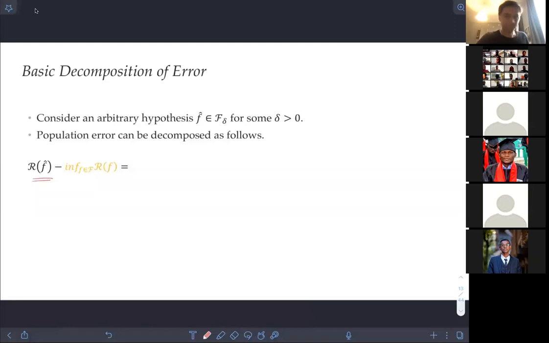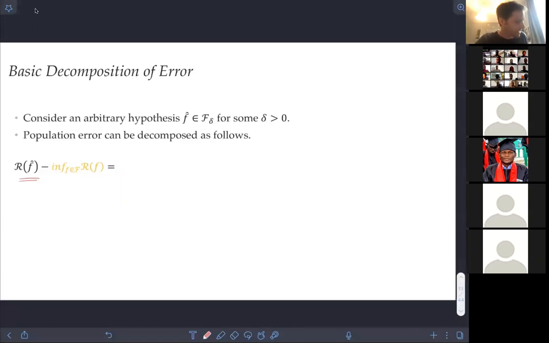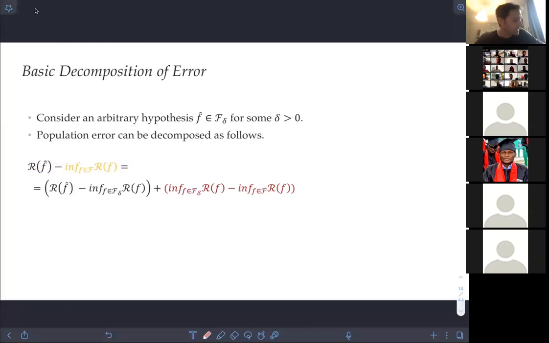Well, I'll move on. I hope that people are following. I have no way to actually check. I think adding the infimum with delta. Okay, yes, delta has to be here. Very good. Thank you, Mohammed. Indeed. So the first thing we do is take this difference and add and subtract the best we can do by restricting the complexity. So now we have a new term that appears here, which is subtracted, and then we add it again.